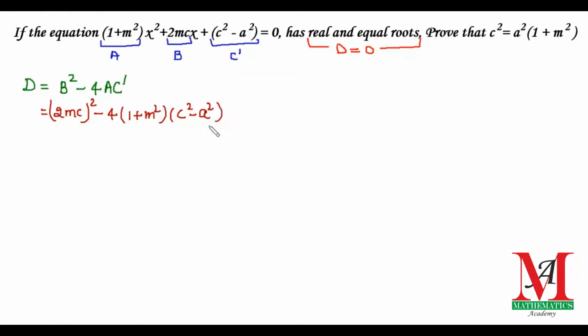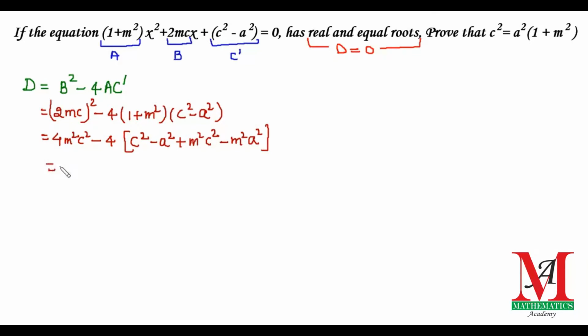Now we need to solve and expand here. As we know that the square of 2 is 4, the square of m is m square, and the square of c is c square. Minus 4 times, we need to multiply these two terms. 1 with c square we get c square, 1 with a square we get a square. Also m square with c square we get plus m square c square, and m square with minus a square we get minus m square a square.